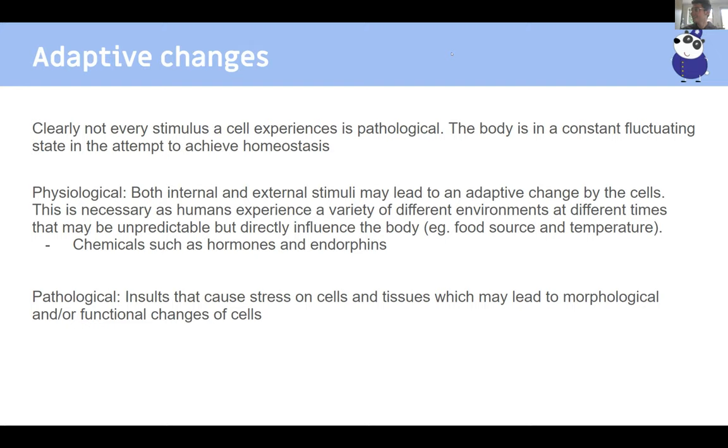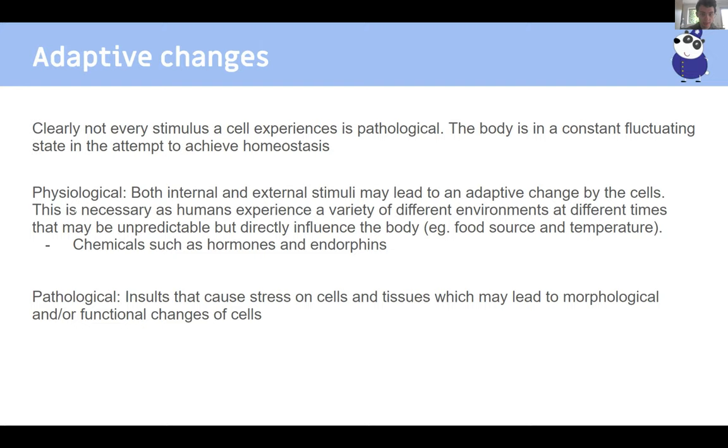Awesome. Okay, physiological: both internal and external stimuli that may lead to adaptive changes in the cells. The change can be internal in your body. For example, gastric acid can go up your esophagus, and that can be an internal stimulus that leads to adaptive changes. The esophagus can respond by proliferating a lot, being more keratinized, being more squamous. Or a stimulus can be external, if that makes more sense.